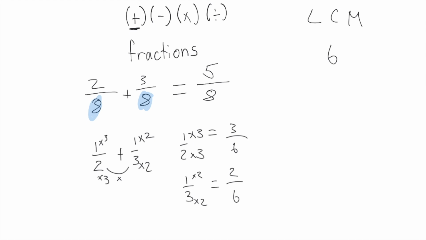Well, now all of a sudden, 3/6 plus 2/6. We have that same denominator again. So we can now add those together. And with the same denominator of 6, 3 plus 2 is simply 5. Therefore, 1/2 plus 1/3 equals 5/6.